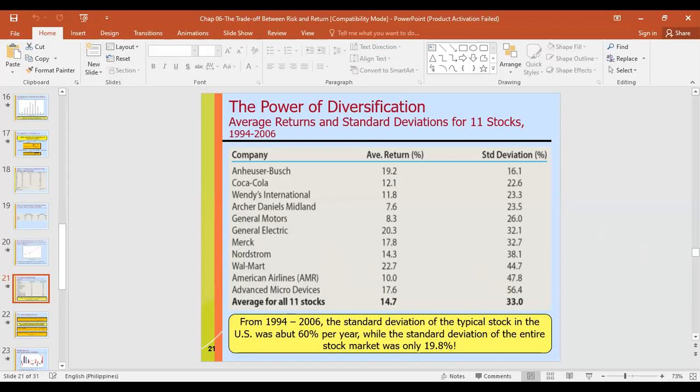Again, look at the bottom part here, and note that the SD or standard deviation of the stock as a whole is 60%, while the SD for the entire stock market, meaning combining all types of shares, would be only 19.8%. So individual stocks would have higher risks as compared to a composite or group.